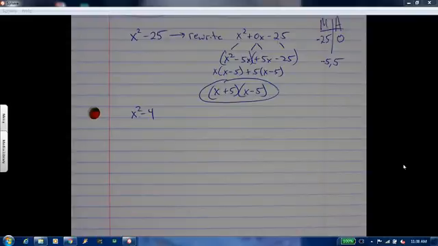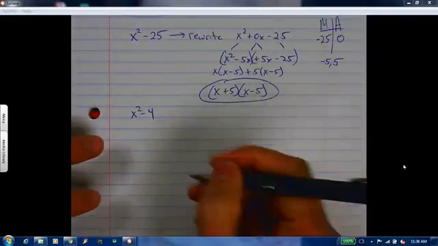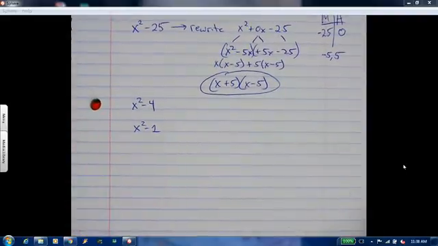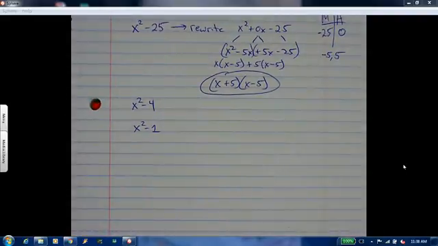Helps you rewrite it as x squared plus 0x minus 4. Another one you can do. You think you figured out the pattern? Jump straight to the answer.